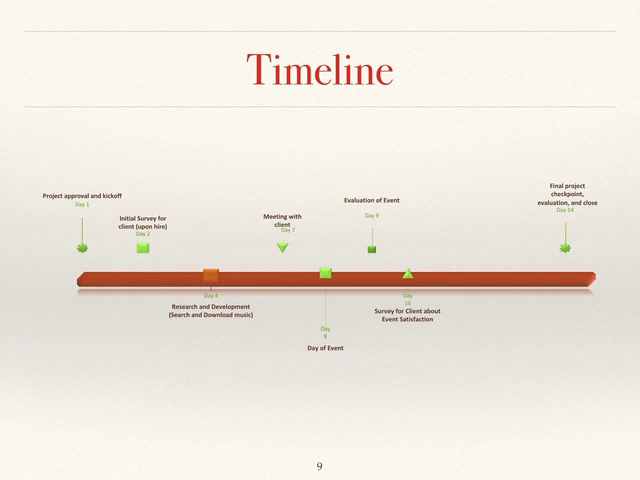And on day 7, we'll meet with the client. Day 8 will be the day of the event. And day 9, we'll do the evaluation of the event. On day 10, we'll do the survey that'll be sent out for the event satisfaction. And on day 14, we will do the final checkpoint for the whole project evaluation and close out the project.